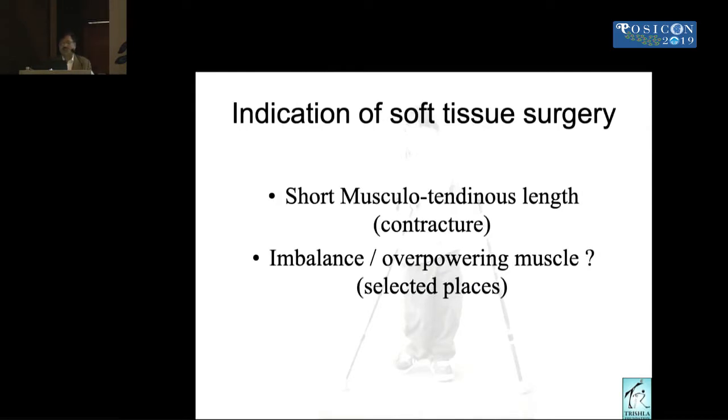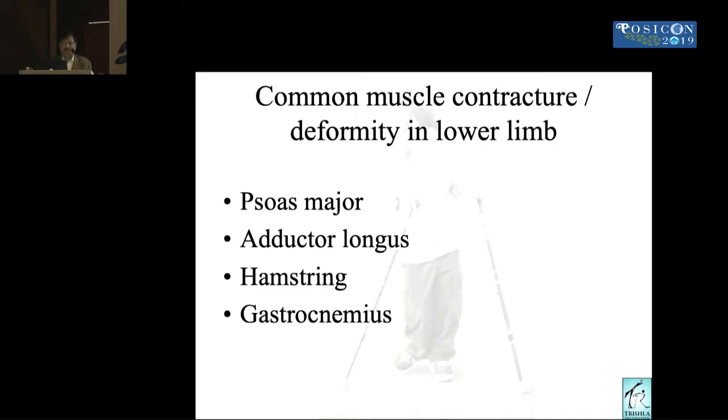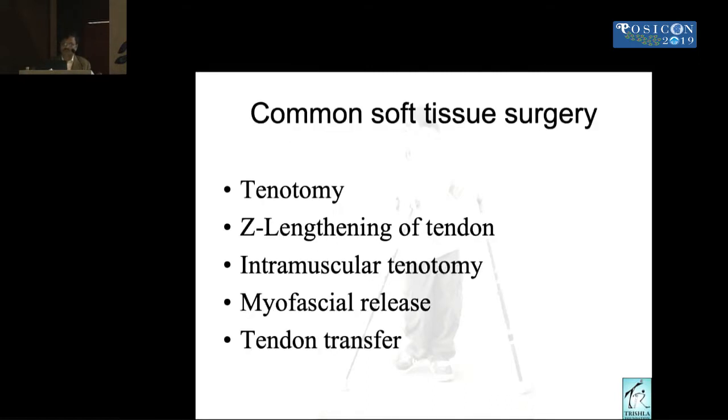The indication for soft tissue surgery in cerebral palsy is short musculotendinous length, that is a contracture, and very rarely imbalance and overpowering muscle in weakness where tendon transfer is required in certain muscles, like in upper limb and foot surgeries. Common muscle contractures in the lower limb are psoas major, adductor longus, hamstring, and gastrocnemius, on which topics we will be discussing here.